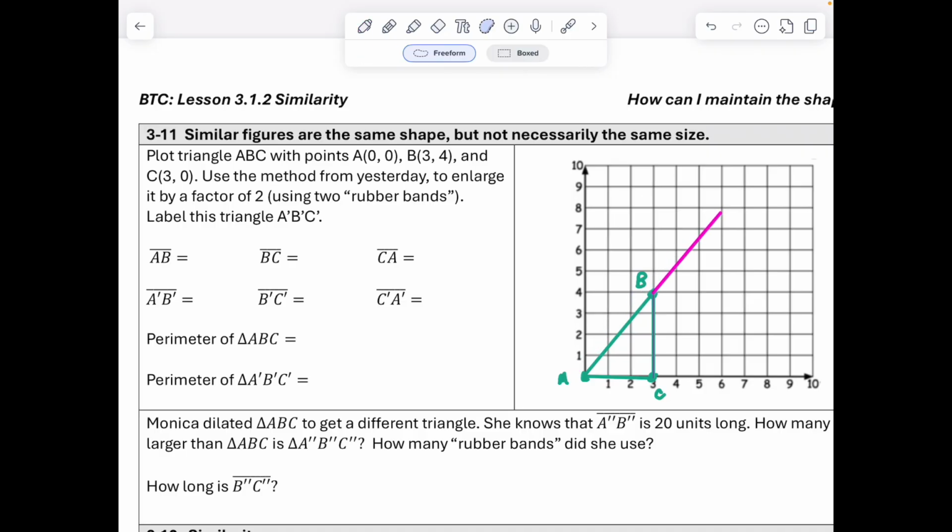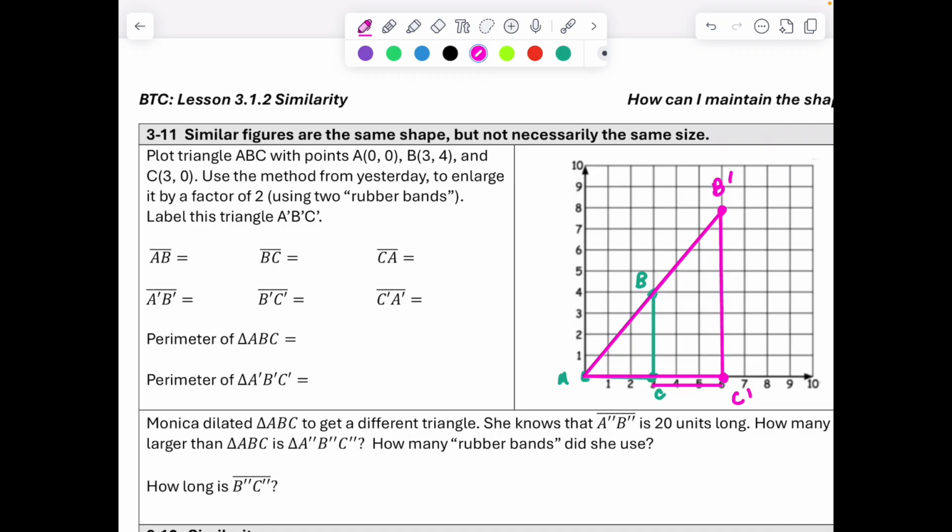to make it twice as long. Okay, so that's where the second B is going to be. Again, same sort of idea as the two rubber bands. From A to C, if we want it twice as long, it's like we're going to extend that twice, so 2 of those, so the other C is going to be down here. So our new triangle in pink, triangle A prime, B prime, C prime, is this large.